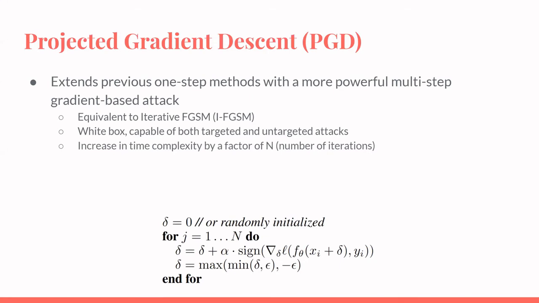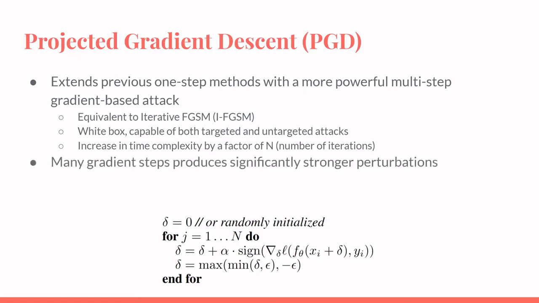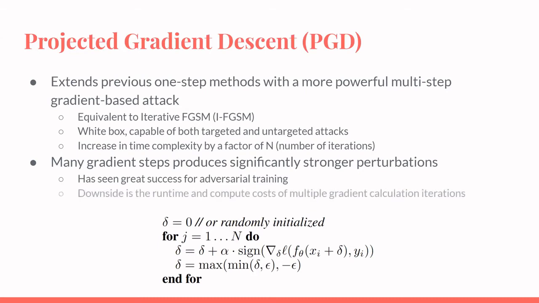PGD increases the time complexity of generating adversarial examples by a factor of n due to requiring multiple iterations of gradient steps. It should be noted, however, that multiple gradient steps tends to produce significantly stronger perturbations than a one-step method like FGSM. As such, this powerful adversarial attack has seen great success for adversarial training. However, the obvious downside is the runtime and compute costs of the inner loop during adversarial training. So specifically, this work looks at how we can alleviate the need for this inner loop during adversarial training.